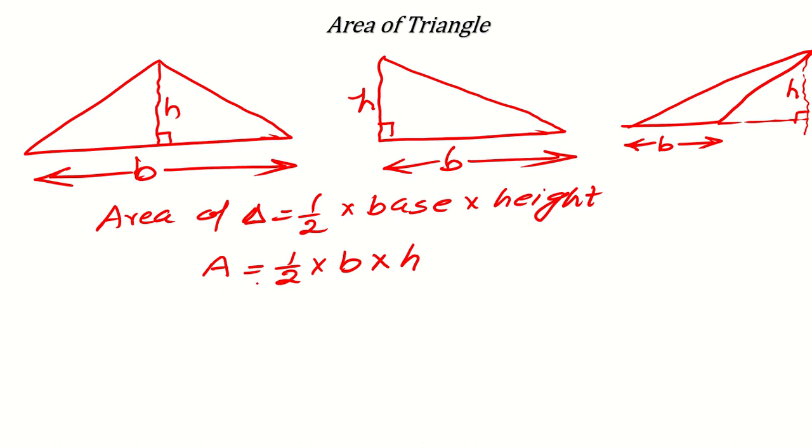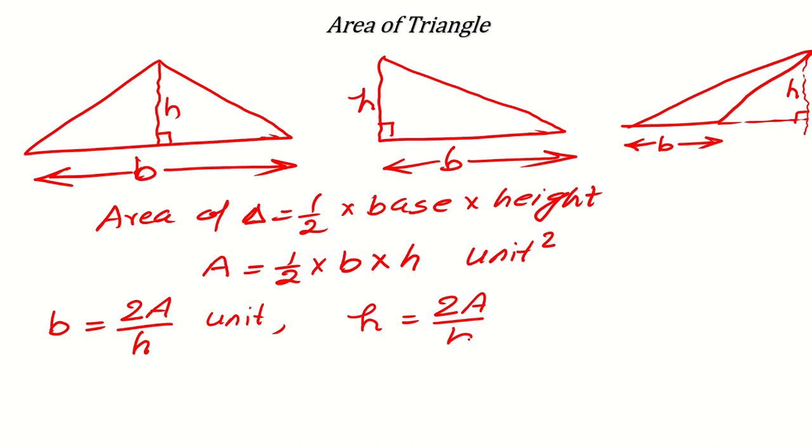So what you can have here: if area is missing, then you can apply this formula and the unit will be unit square. If base is missing, then you can say 2 times area divided by H unit. If H is missing, then you can have 2 times area divided by base unit. Okay, maybe centimeter, kilometer. Don't forget to write the unit if it is an open response question. Okay, so like this you can find area by using this, you can find base by using this formula, you can find height.